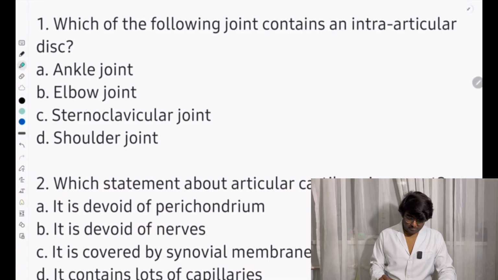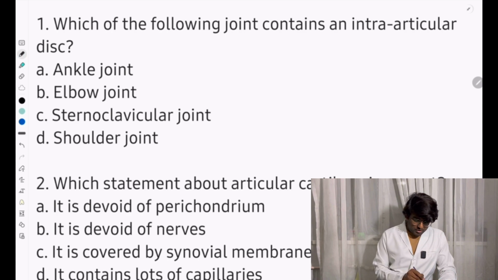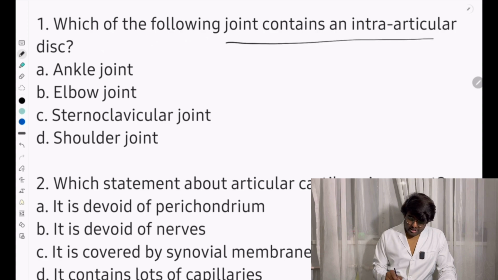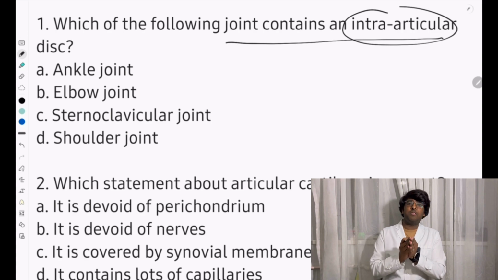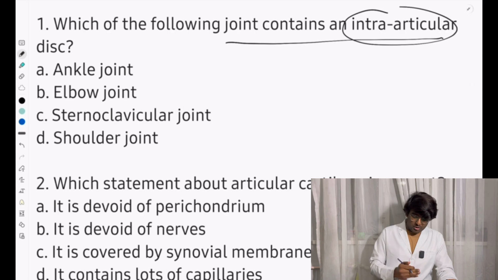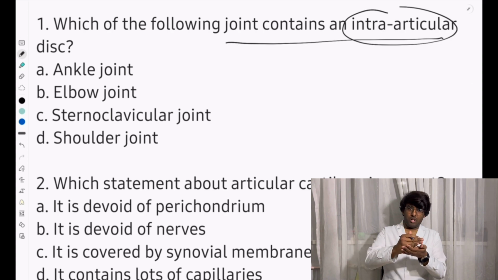So the first question, here you can see: which of the following joints contains an intra-articular disc? What do you mean by intra-articular? Intra means inside, and articular means a joint. So which among the following contains something in between the articulating surfaces, a disc? Between the joint, there is a presence of disc.